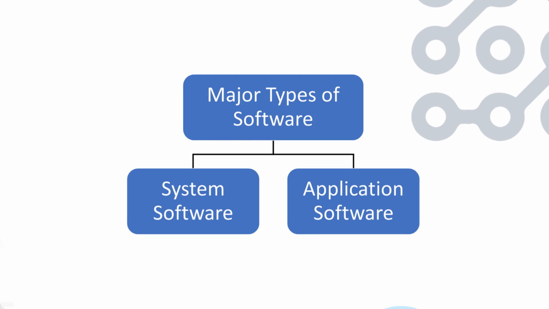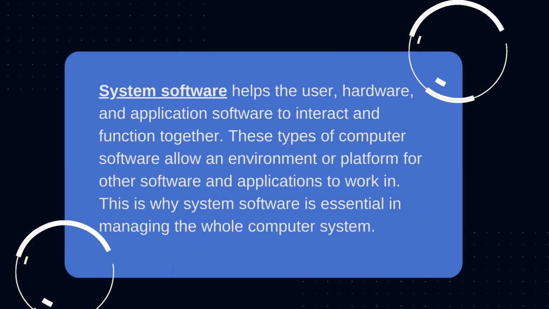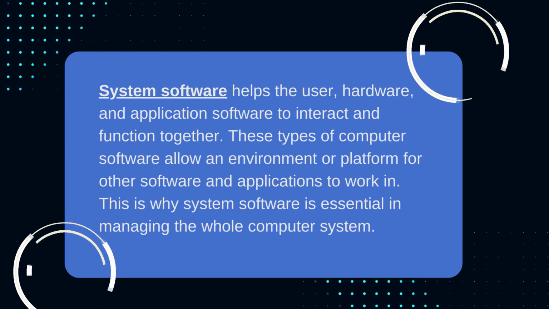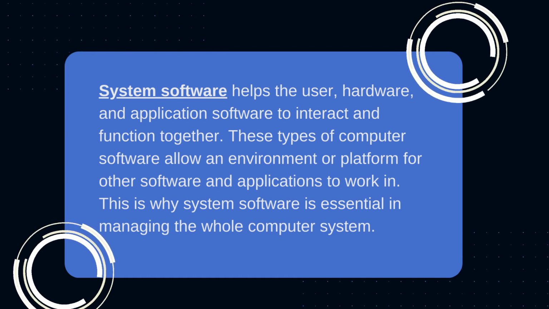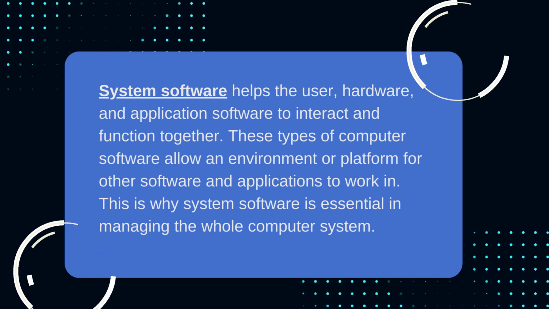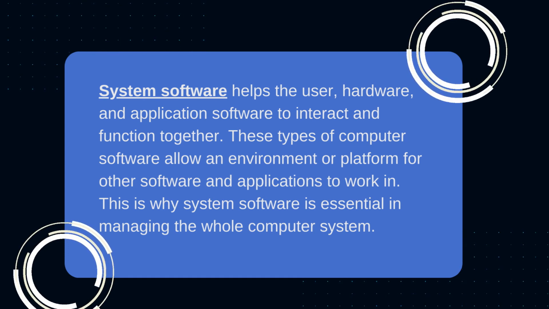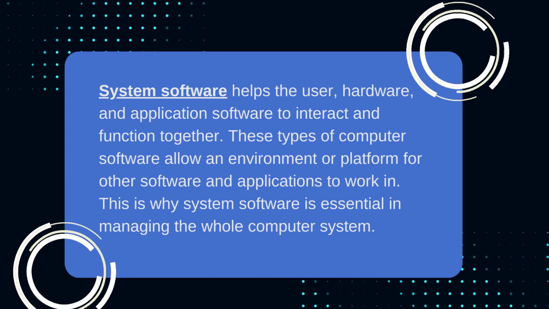Let us first discuss the system software. It helps the user, hardware, and application software to interact and function together. These types of computer software allow an environment or platform for other software and applications to work in. This is why system software is essential in managing the whole computer system.